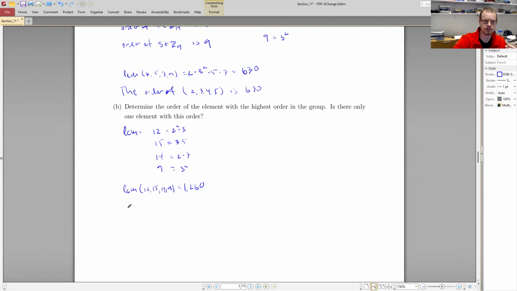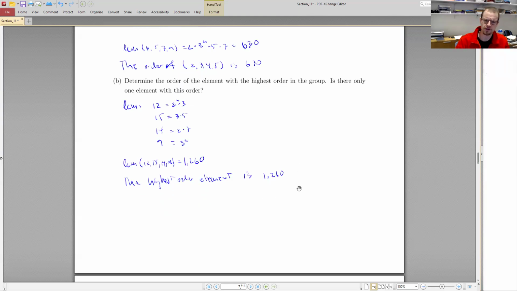So this is the highest order element, and notice that's not the order of the group, so this group is not cyclic. The highest order element is 1,260. Right, we said that the order of this group was 20,000 and something, right? So this is not a high order element, but it is the highest order element in the group.